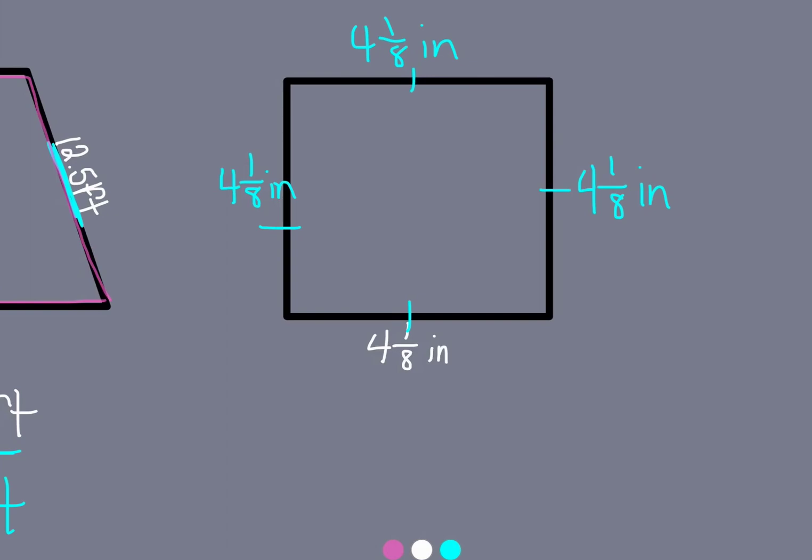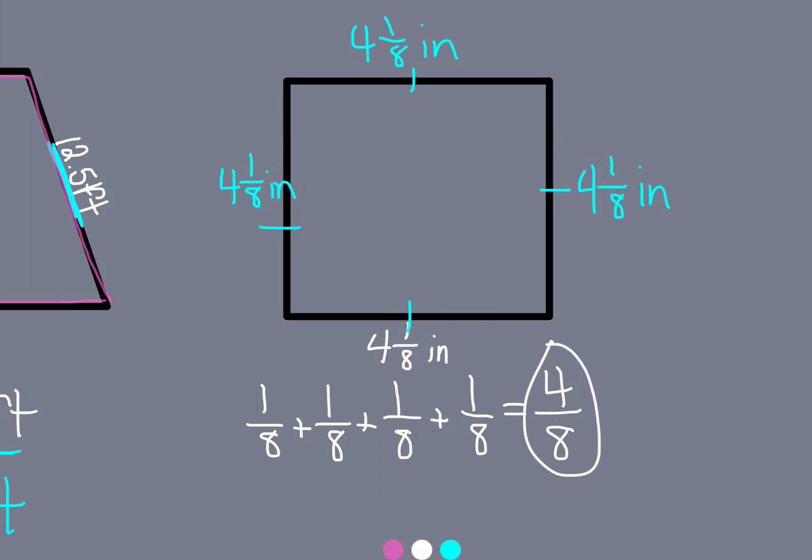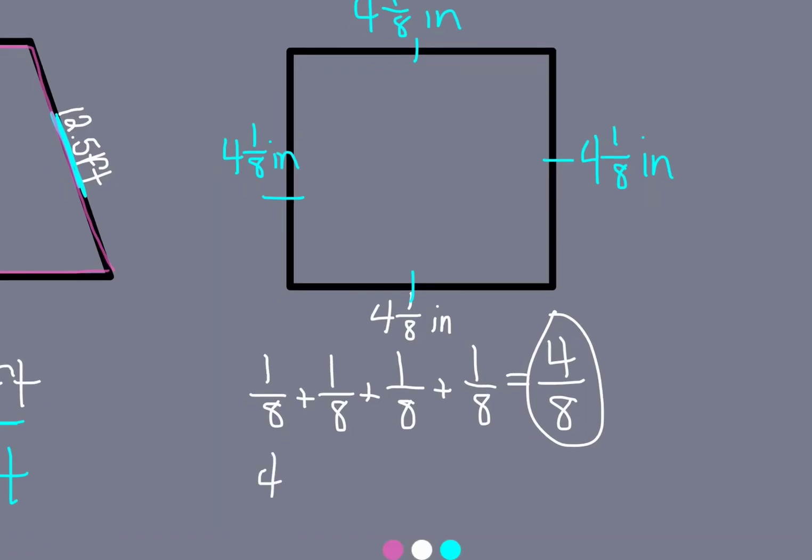You can add up all your fractions, so I have 1/8 of an inch on this side, 1/8 of an inch on the other side, 1/8 of an inch closest to me, and 1/8 of an inch. So if I add up 1/8 plus 1/8 plus 1/8 plus 1/8, my bottom number is still going to be 8 because you're adding up eighths. My top number is going to be 4 because I have 4/8 of an inch. So I found my fraction. Now I have to find my whole number by doing 4 plus 4 plus 4 plus 4. And that's going to be 16.